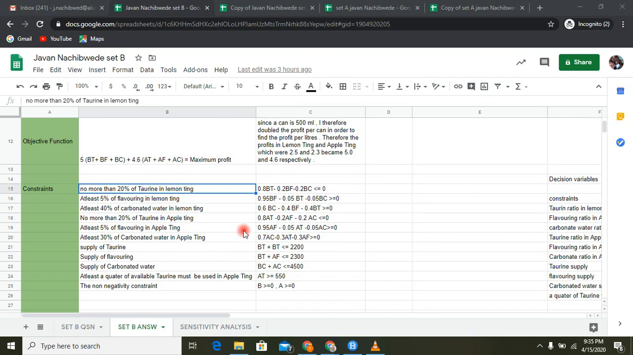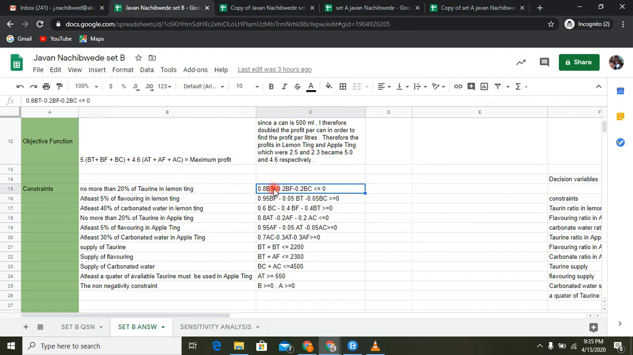Looking at the first one, no more than 20% taurine means that the taurine content in lemon tongue should be less than or equal to 20%. The formula is 0.8 BT, the taurine level in the lemon tongue, minus 0.2, as per the formula we learned in example 28 of last week's reading. Next, at least 5% flavoring in lemon tongue, meaning it should be greater than or equal to 5%; it could be 10%, 20%, 30%, or so forth, as long as it is 5 or above. Then no more than 20% taurine. It goes down that way with all the formulas adjusted.